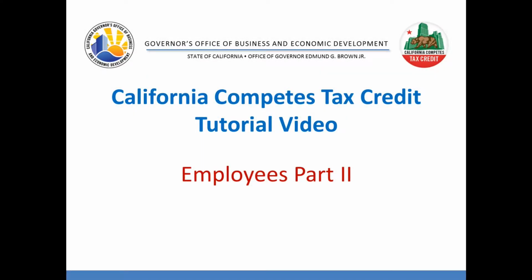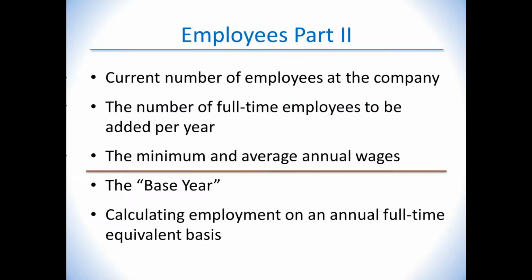In part 1 of this video, we covered the first 21 questions in the employee section, which included the current number of employees at the company, the number of new full-time employees it is proposing to hire per year, and the minimum and average wages for its new employees.